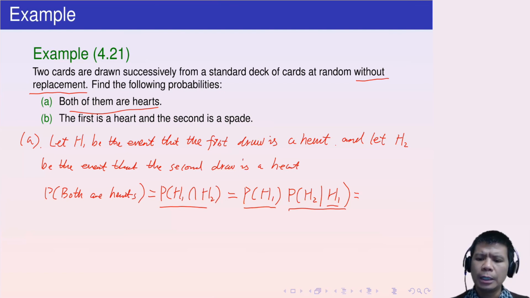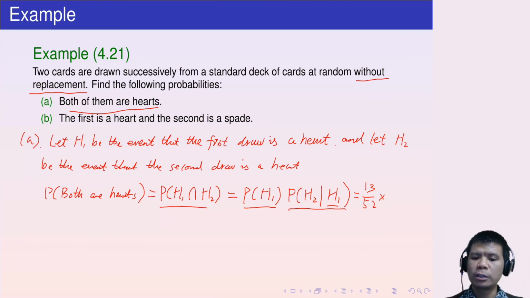So what is the probability that the first is the heart? It is 13 out of 52, right? Now multiply, given that the first is a heart, how many cards are left? There are 51 cards left, because it's without replacement. Among those 51, there should be 12 hearts remaining.